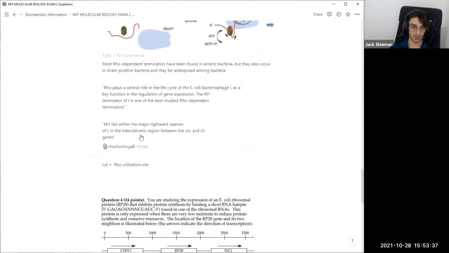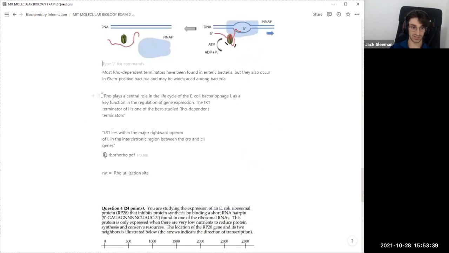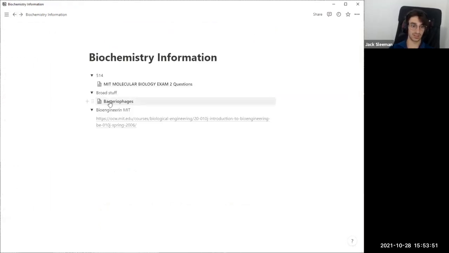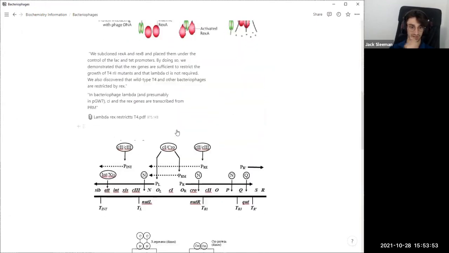So let me go over it. It says Rho plays a central role in the life cycle of E. coli bacteriophage, this is supposed to be lambda, as a key function in regulation. TR1 is one of the best studied Rho-dependent terminations. Okay, let me take a step back and go to this slide.